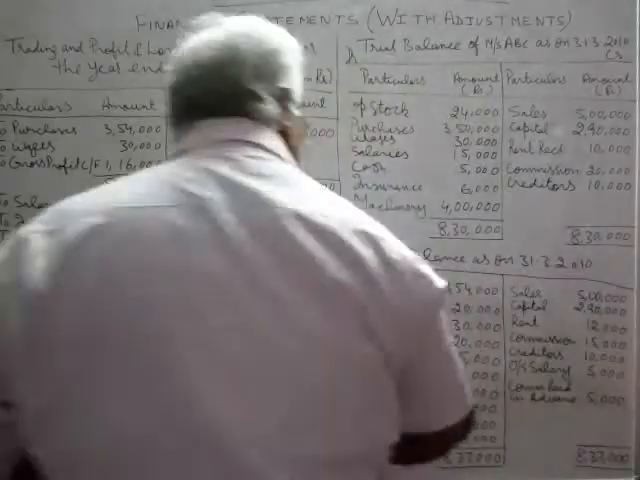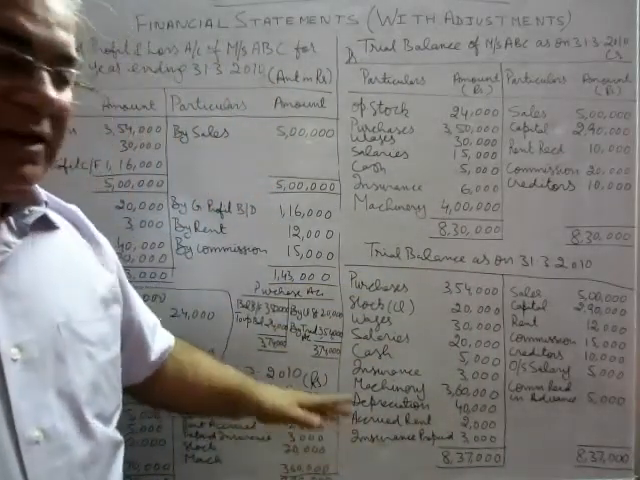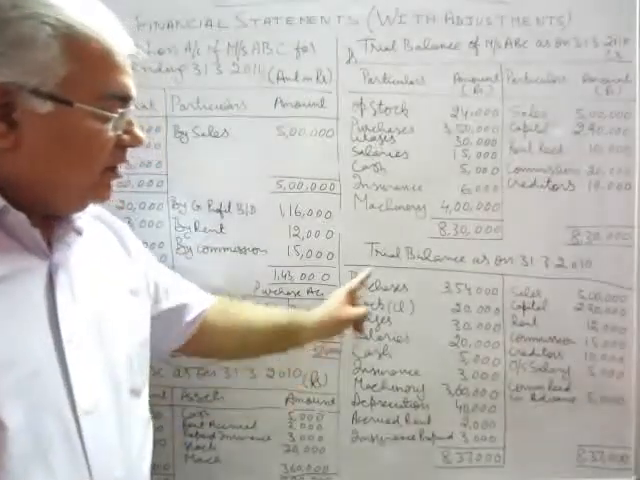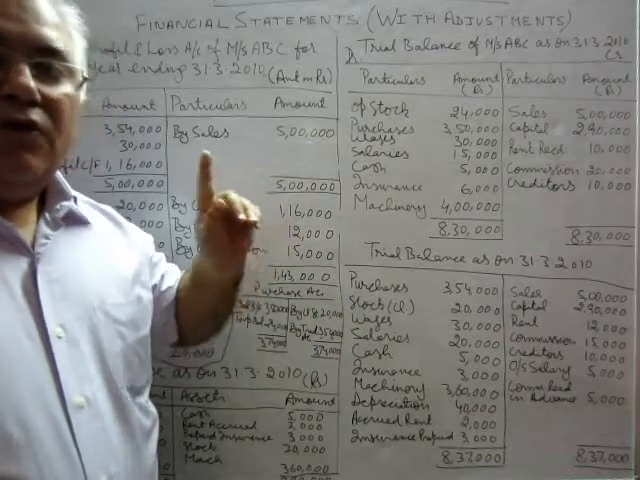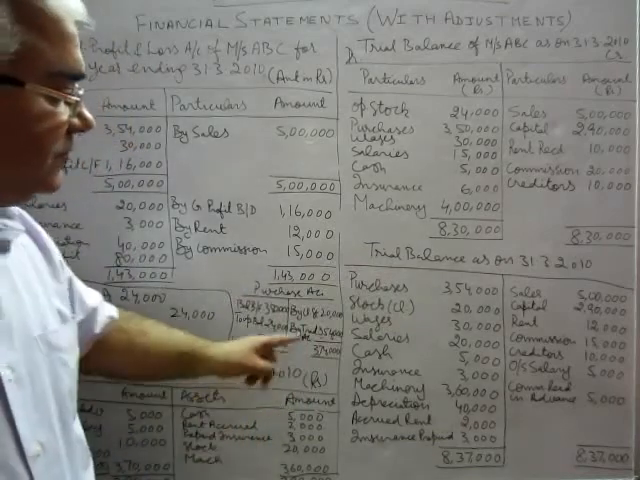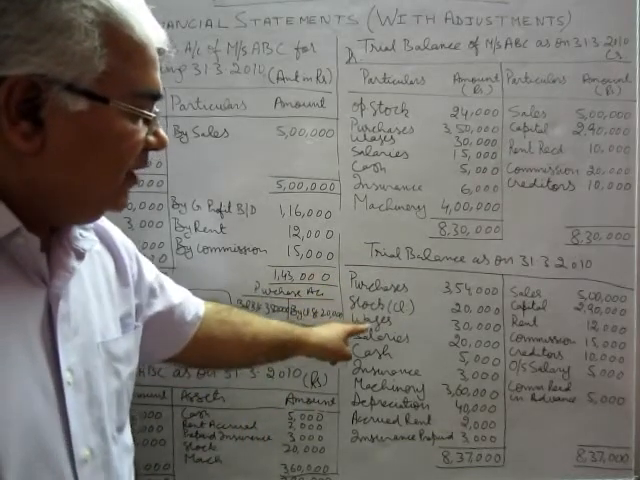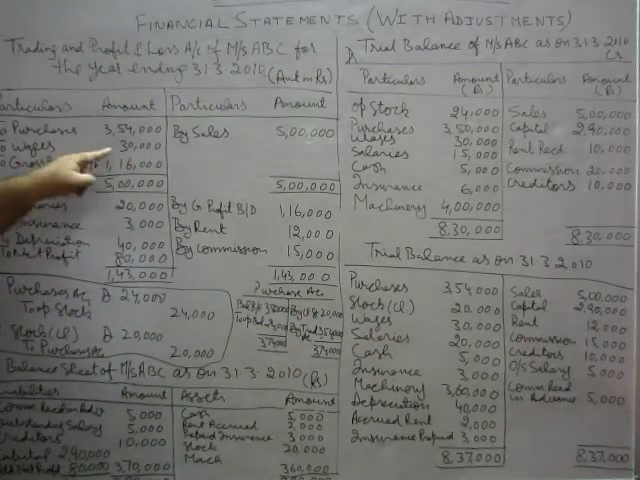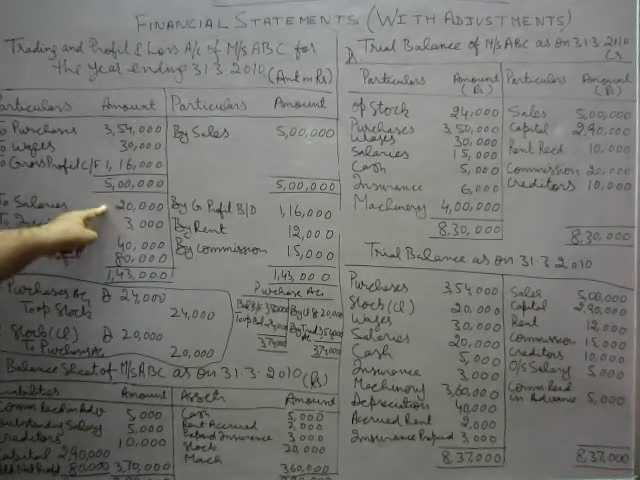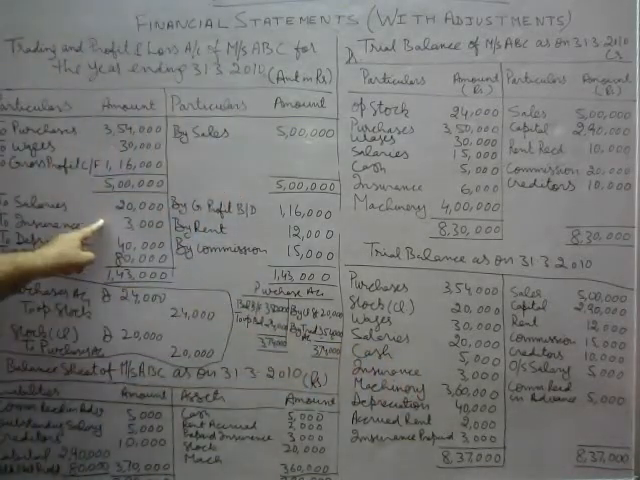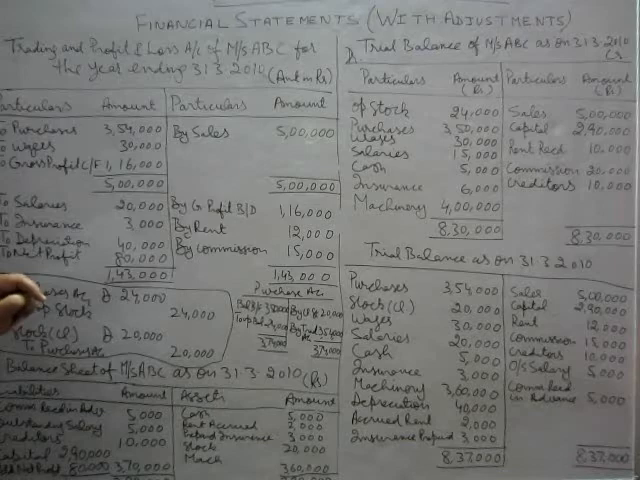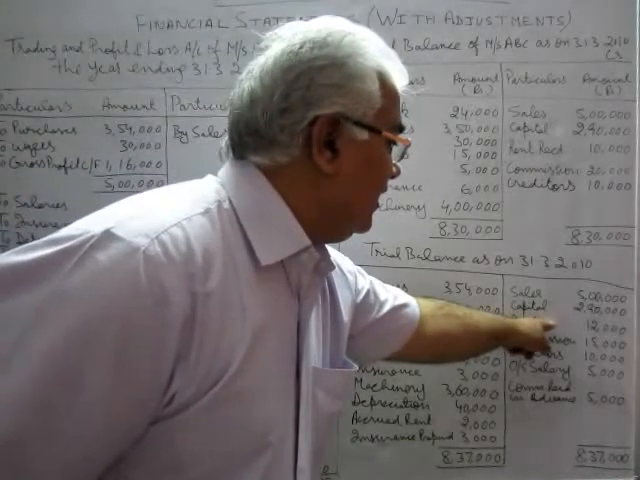All other items which appear in our new trial balance appear after we have prepared the adjusting journal entries. Now all these items will go only to one place, either the trading profit and loss account or the balance sheet. Let us see. This has been explained to you. Wages 30,000, salaries 20,000, and insurance 3,000, depreciation 40,000.